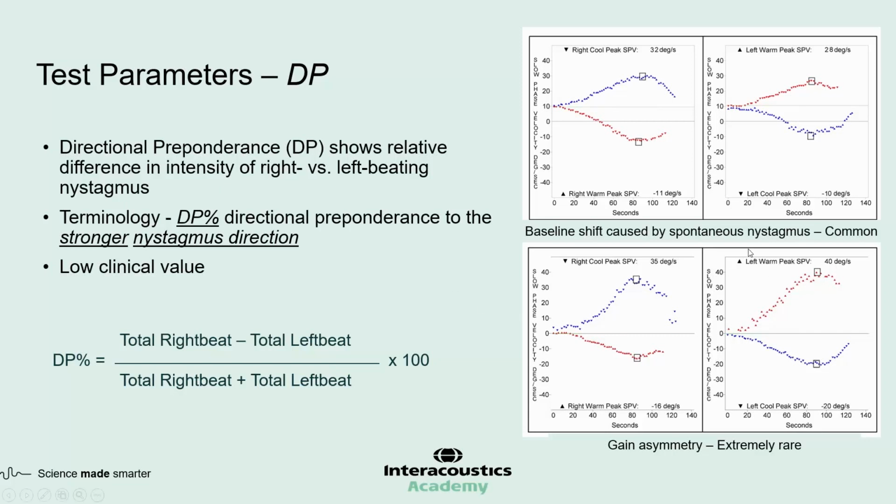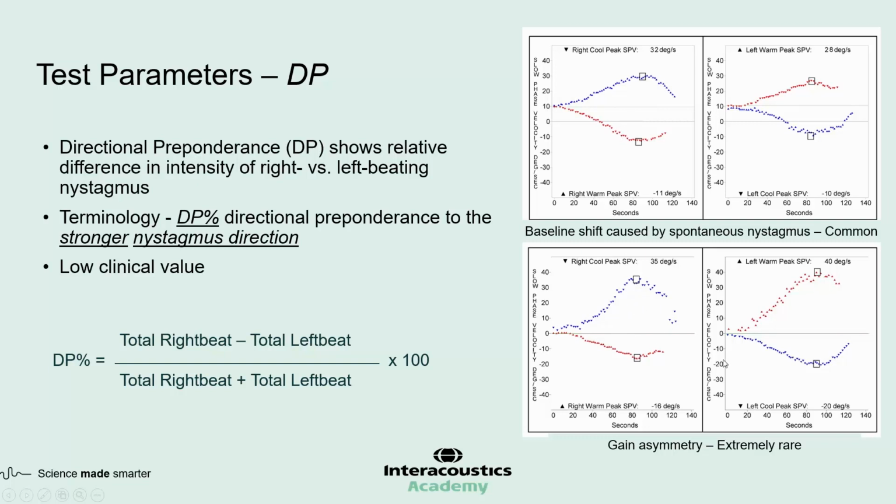The most common factor is if you have spontaneous nystagmus. So the baseline of all the caloric irrigations will shift one way based on the slow phases of spontaneous nystagmus. This is the most common cause, and instead of trying to use directional preponderance to diagnose that, you can do that interpretation much more easily based on the spontaneous nystagmus.